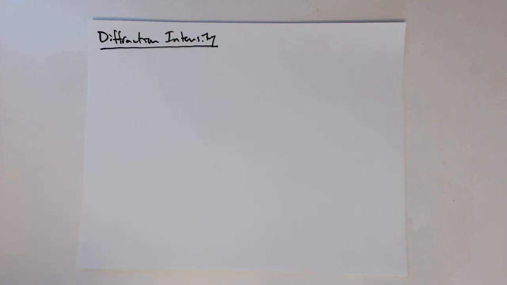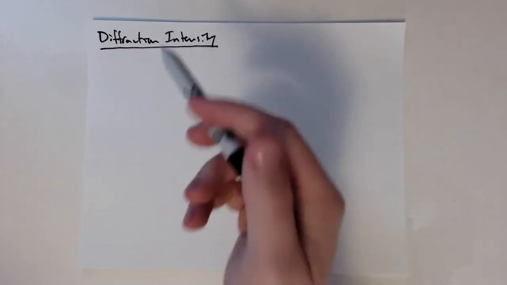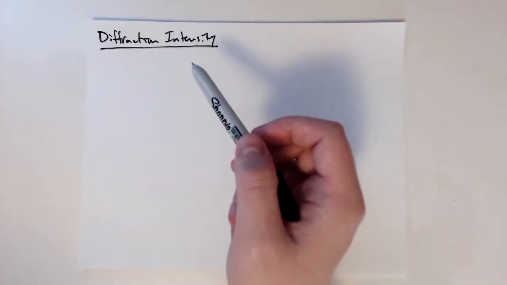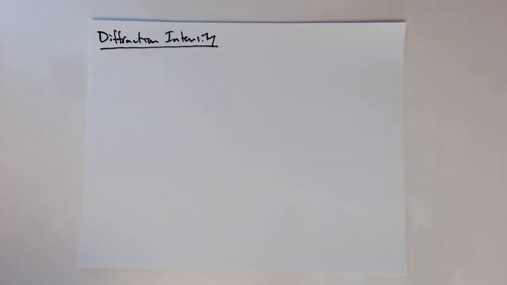All right, so we've spent some time looking at Bragg's law, which tells us about diffraction peaks and the angle at which they occur. But Bragg's law is necessary, but it's not sufficient to understanding if a diffraction peak is going to appear in a diffraction pattern. We also need to know about the diffraction intensity. And so that's what we're going to talk about in this module.